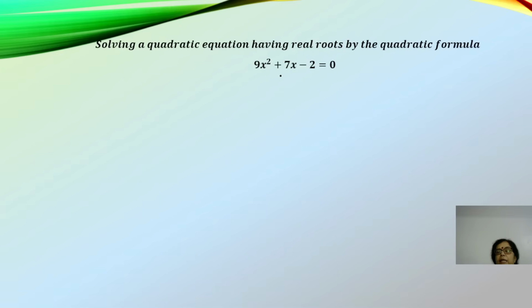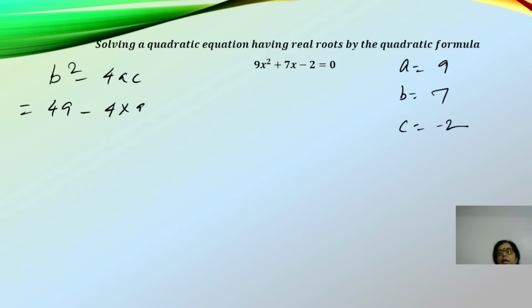So we have here 9x squared plus 7x minus 2 is equal to 0. So a is equal to 9, b is equal to 7, c is equal to minus 2. So first we'll find out the value of b squared minus 4ac. So this is equal to 49 minus 4 into 9 into minus 2. So this becomes 49 plus 36 into 2, which is 72. So this gives us 121, which is 11 squared. Now let us get back to the solution.